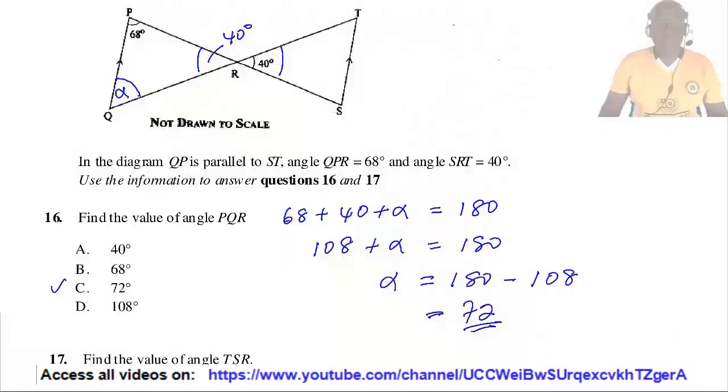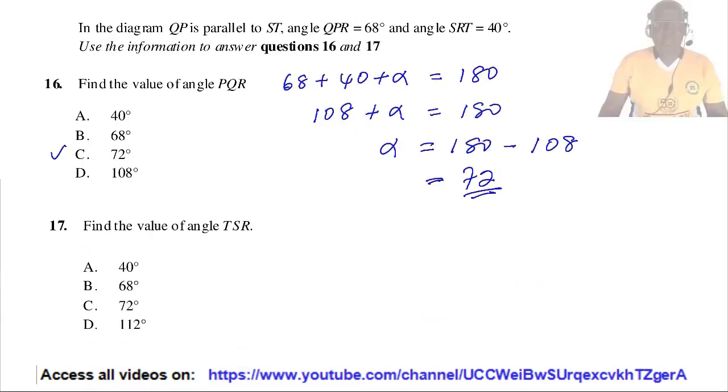Question 17. Find the value of angle TSR. The angle TSR over here equals 68 degrees because they are alternate angles. So the answer is B.